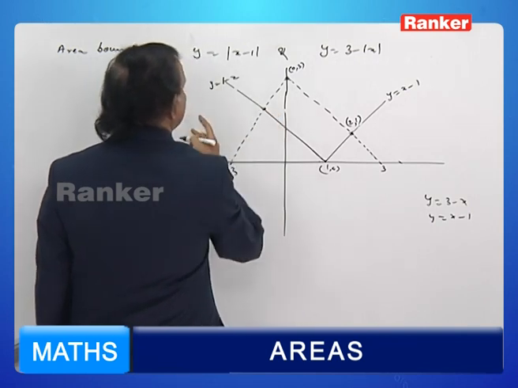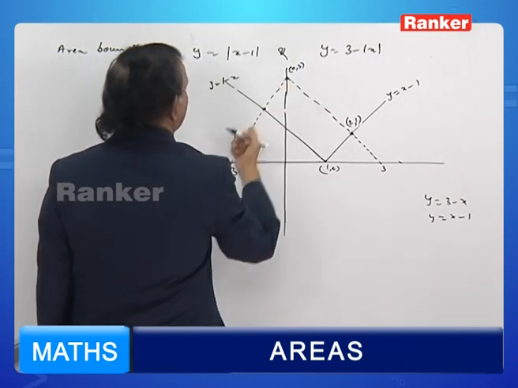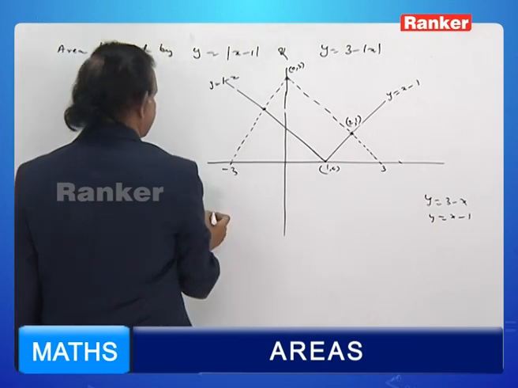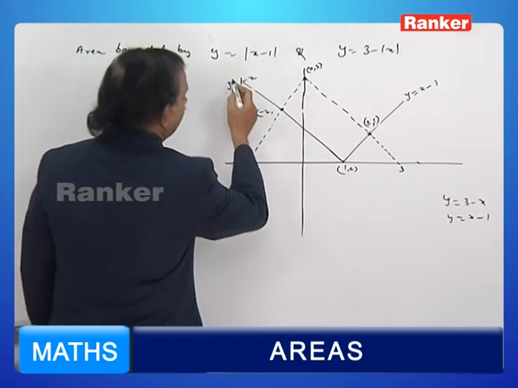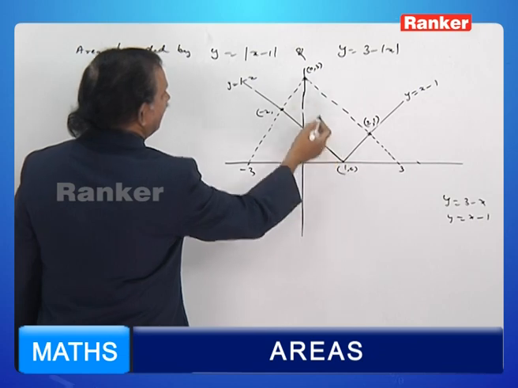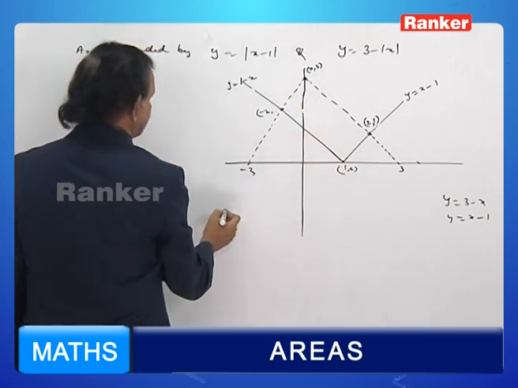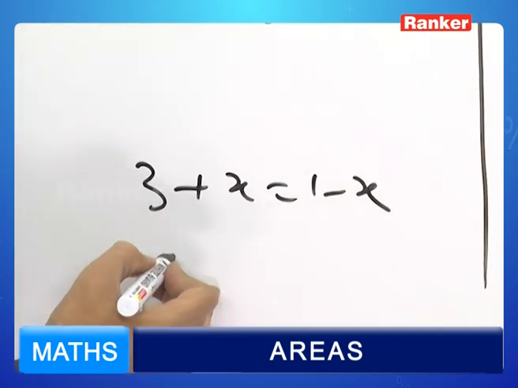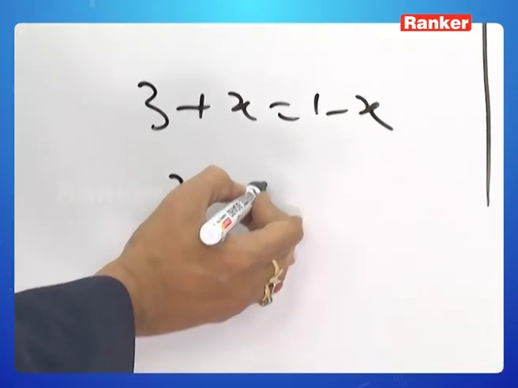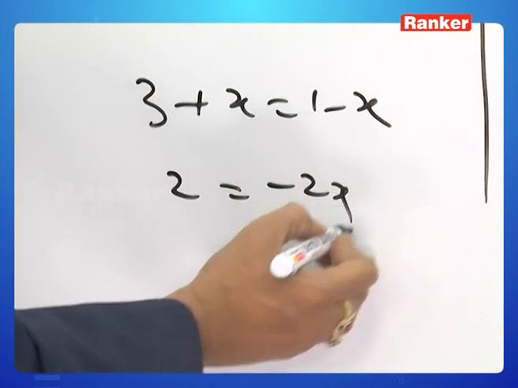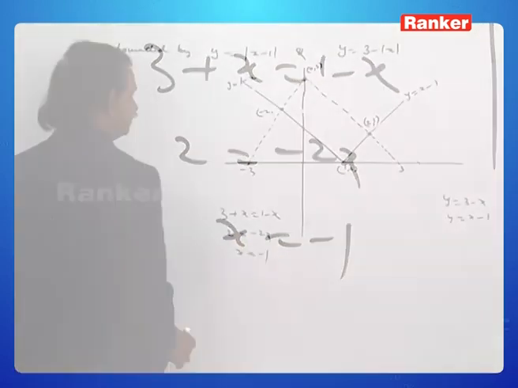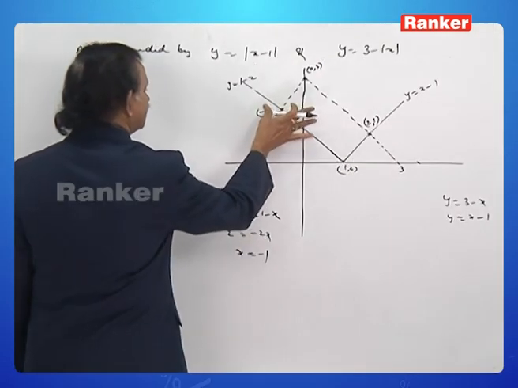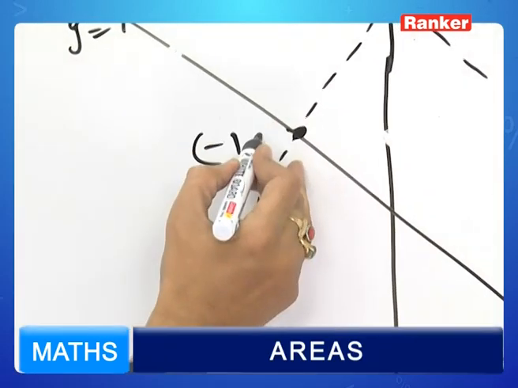This is y equal to 1 minus x and this is y equal to 3 plus x, isn't it? So, here this line is y equal to 1 minus x and this line is y equal to 3 plus x. 3 plus x is equal to 1 minus x. 2 is equal to minus 2x. So, x is minus 1. Hence, this point is (minus 1, 2).